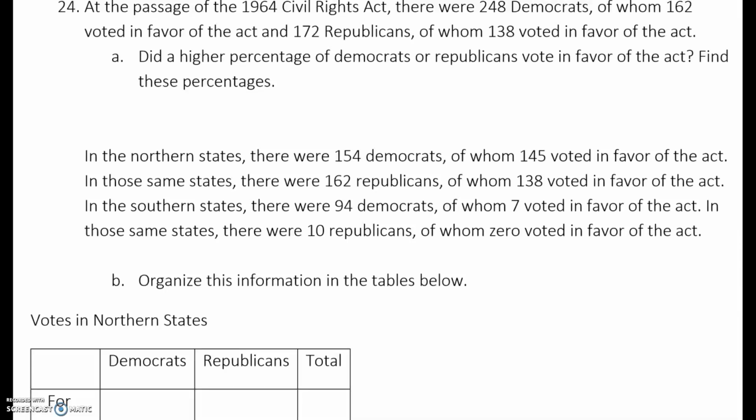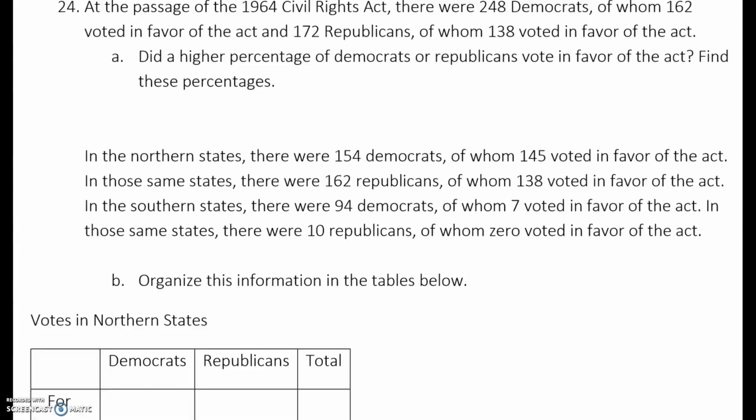Okay, so this last question is bringing in the idea of Simpson's paradox, just as another example. We saw one earlier in the chapter, but here we go. Did a higher percentage of Democrats or Republicans vote in favor of the act? Find these percentages. If we're taking a look at the number of Democrats that voted in favor, well, let's just give it up at the top.